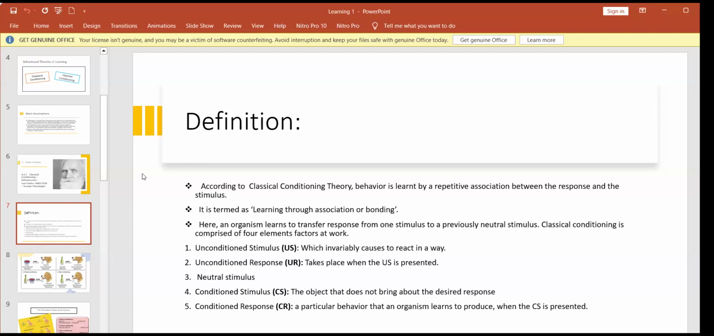What is the new learning there? Dogs initially did not salivate to the sound of the bell. But after 3 months, you can see the dogs have learned to salivate to the sound of the bell. So Ivan Pavlov saw that new learning happens in the dogs. How did it happen? We are going to discuss how it happened.